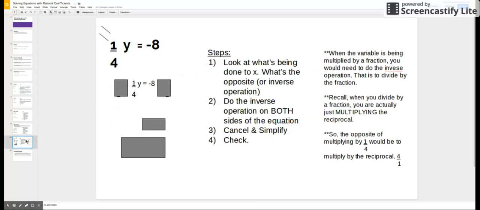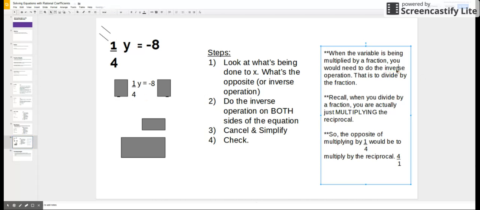All right, and here's our last example. We have 1/4 times y. 1/4 y is equal to negative 8. So the first thing I'm going to do is rewrite it: 1/4 y equals negative 8. And I see here that y is being multiplied by 1/4.